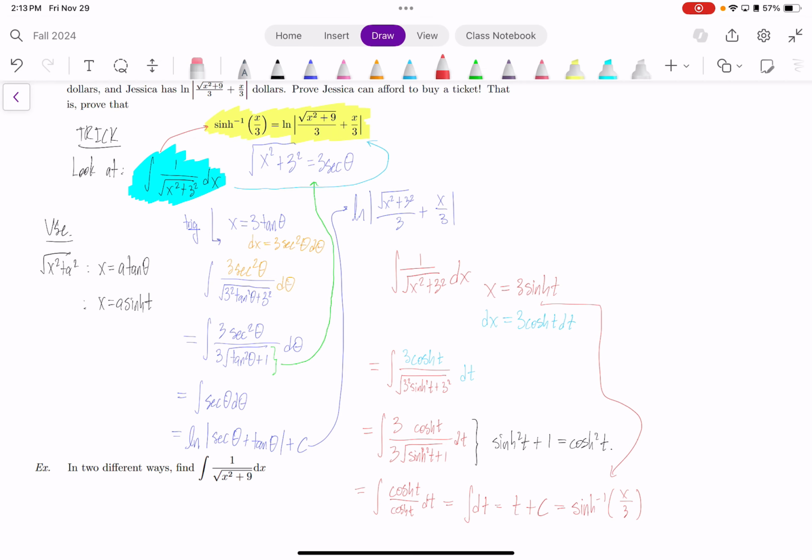Okay, so what did we show? We computed that blue integral in 2 different ways. We know integrals are unique, right? Other than a constant going up or down. And we showed that if we integrate it using a regular trig sub, we'll get the ln of that number on the right-hand side. And if we integrate using a hyperbolic trig sub, then we get the sinh inverse of x over 3 plus c. You would have to show c is equal to 0, but that's fine.